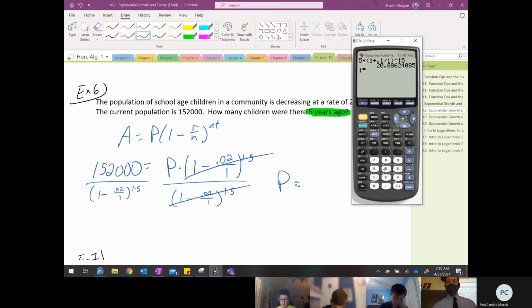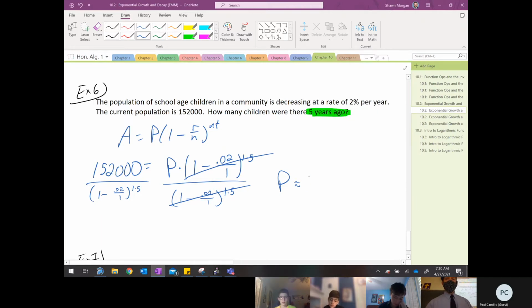All right, so 152,000 divided by parentheses 1 minus 0.02. That's just 0.98, isn't it? I'm just going to go ahead and write 0.98 raised to the 5th power, right? And run the numbers, and I get 168,156, thereabouts.